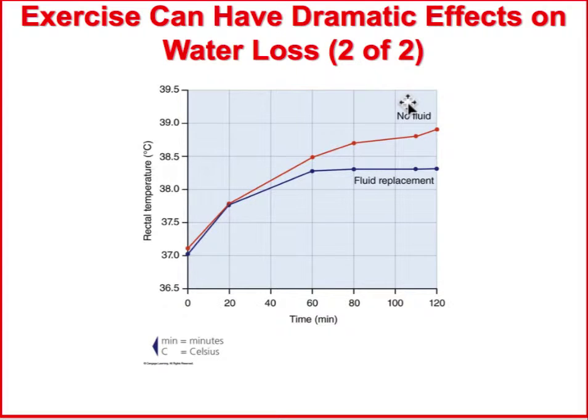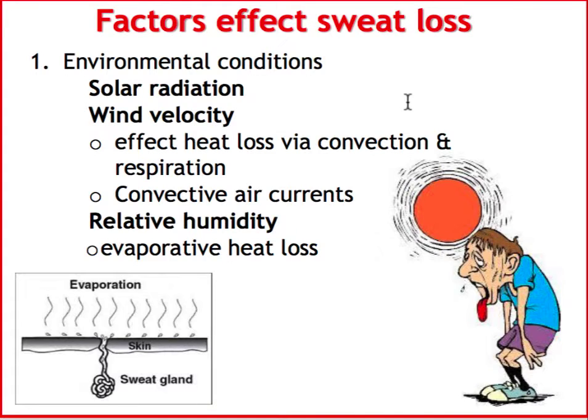Whether this compromises performance or not is debatable and often depends on the athlete. And so some of the factors that affect sweat loss, we've talked about these, like solar radiation, the sun, wind velocity. So if there's more wind, then that's going to allow for convective air currents to pull the warm air away from your skin. And so then your skin cools more easily. And then relative humidity, because that affects evaporative heat loss.